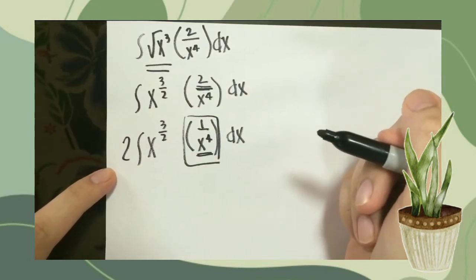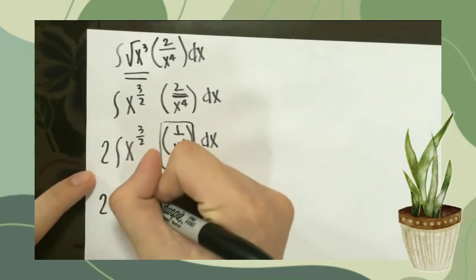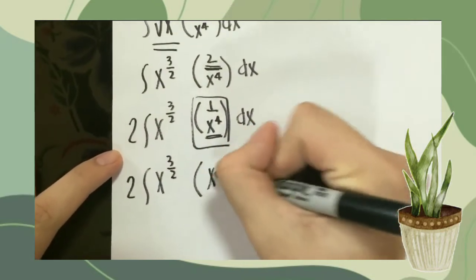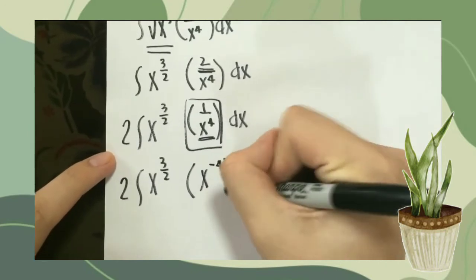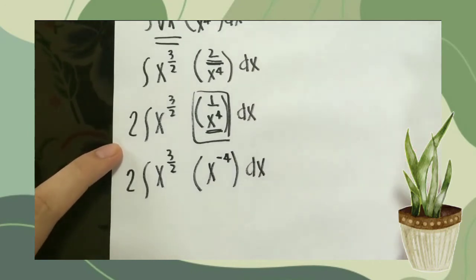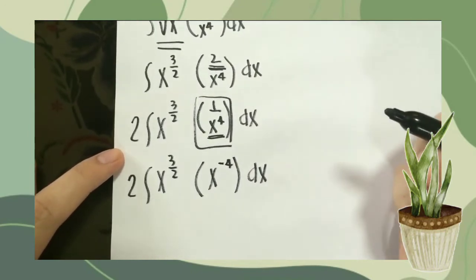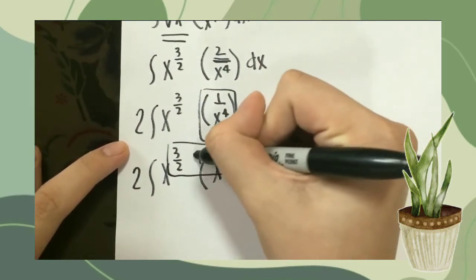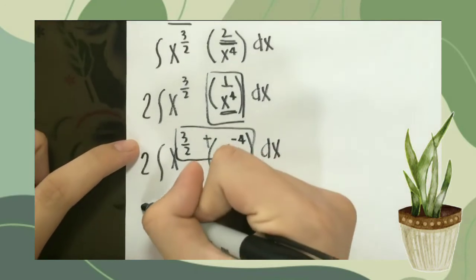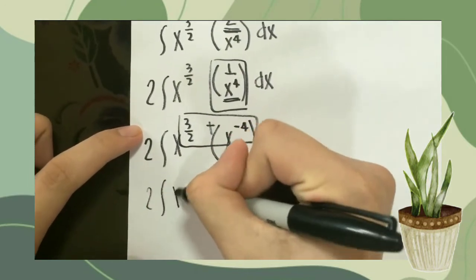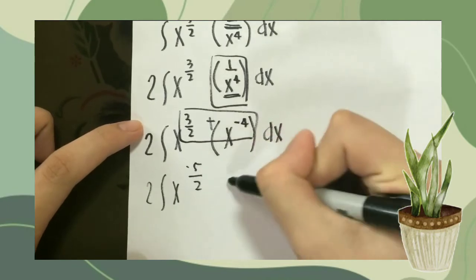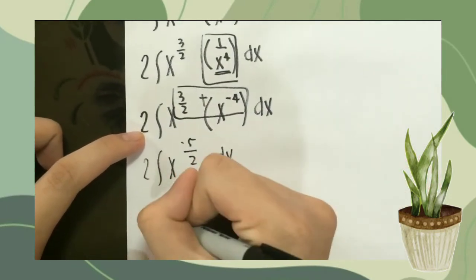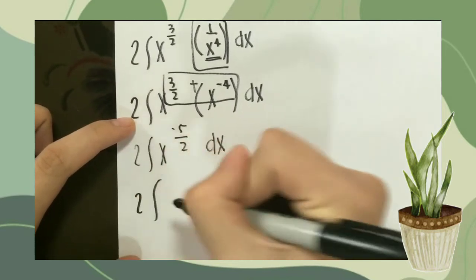Now, we have the equation 2 times the integral of x to the power of 3/2 times x to the power of -4 times dx. Simplify further. Rule in multiplying exponents, add exponents. 3/2 plus -4 is equal to -5/2, and via rule number 2, the power rule, integrate x to the -5/2 power with respect to x.